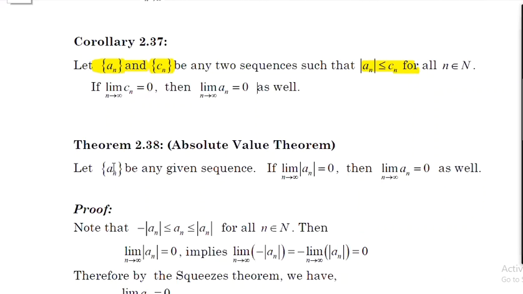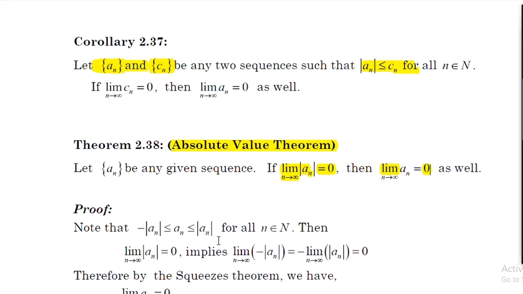It's telling us that if an is any sequence, and when we say any, we mean any. If the limit of the absolute value of an is 0, then the limit of an itself must be 0. If the limit of the absolute value of an is 0, then the limit of an without the absolute value must also be 0. And the proof, we use the sandwich theorem to prove it, which is below.